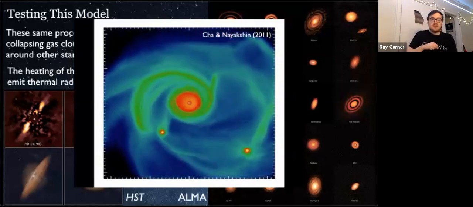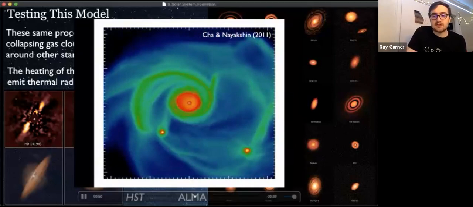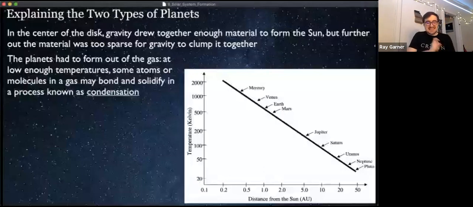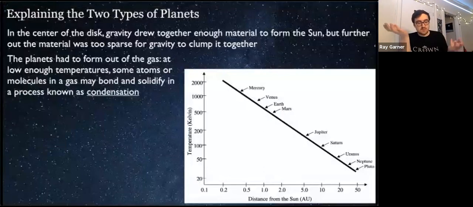All right. So that's how the major patterns of motion can be explained by the nebular theory. What about the two types of planets here? So the planets began to form after the solar nebula had flattened into the disk of maybe about 200 astronomical units in diameter, about twice the present day diameter of Pluto's orbit.